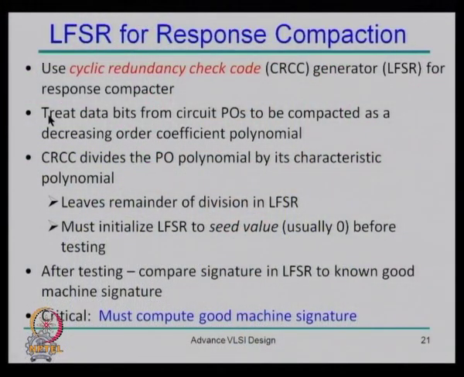So, now here we can treat data bits from the circuit primary output, and we can compact that in the decreasing order of polynomial which can be given by an LFSR. So, the circuit that we can use to compact is again an LFSR kind of circuit, wherein we have a linear feedback shift register. Now, when you scan it through the LFSR, it will generate a redundant code.